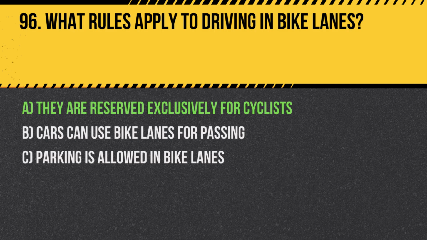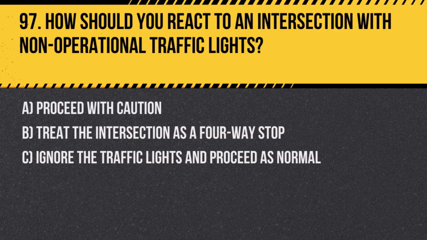Answer: A. They are reserved exclusively for cyclists. Bike lanes are designated solely for the use of cyclists, and motor vehicles are not allowed to drive, stop, or park in these lanes. Question 97. How should you react to an intersection with non-operational traffic lights? A. Proceed with caution. B. Treat the intersection as a four-way stop. C. Ignore the traffic lights and proceed as normal.